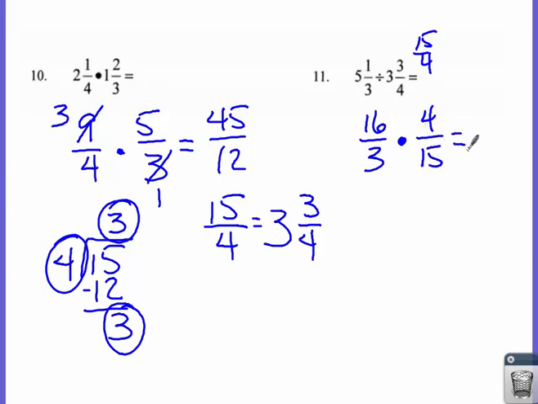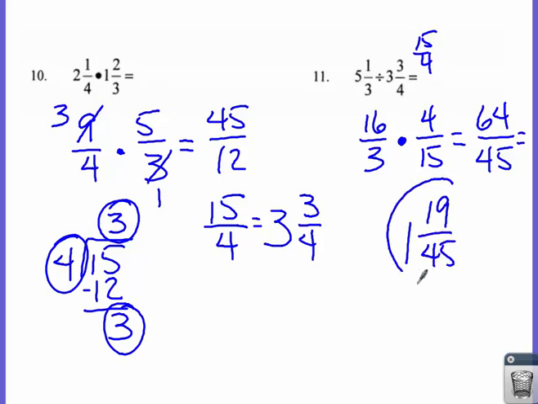Now we ask, can I simplify anything? And in this particular problem, you can't. You cannot simplify the 16 and the 4 or the 3 and the 15 because they're both tops and bottoms. You can only simplify a top with a bottom. So all you can do is multiply here. So 16 times 4 gives you 64. 3 times 15 gives you 45. And then you divide. So you go to the bottom, you do 45 into 64. It goes one time. We subtract. We have 19 left. And they're sized 45. So 1 and 19/45 is my answer for number 11.